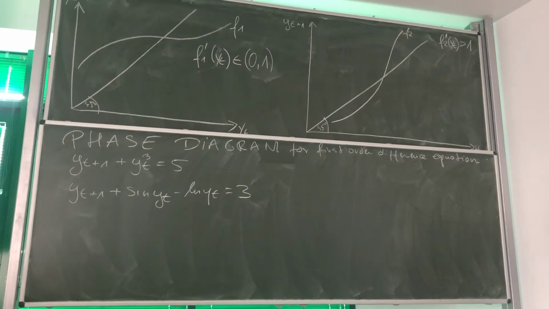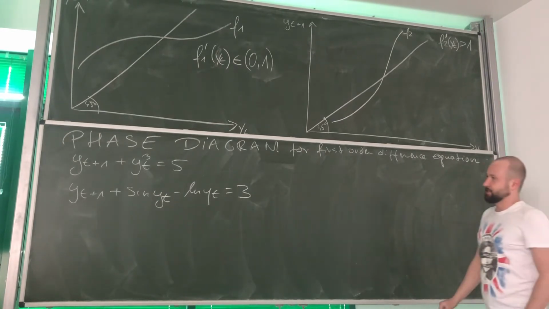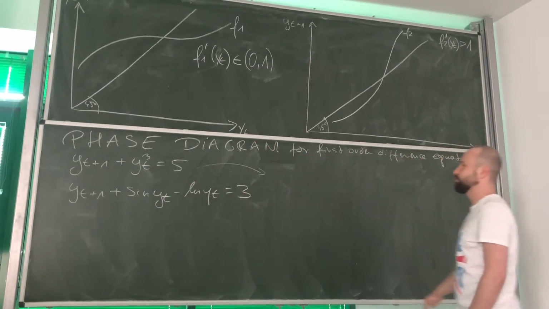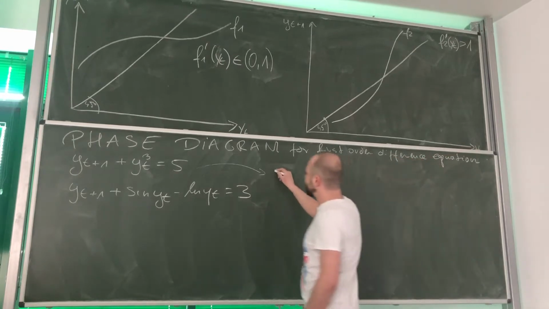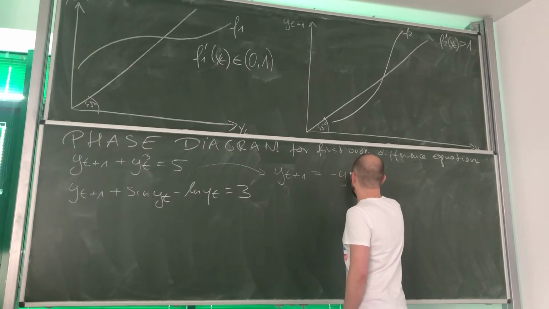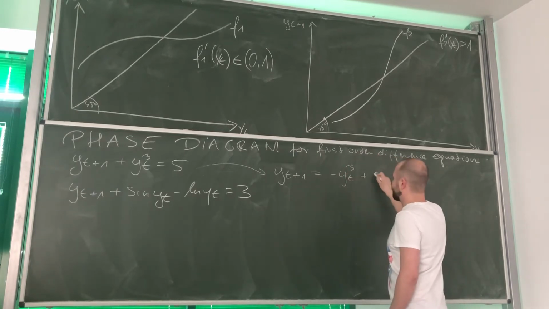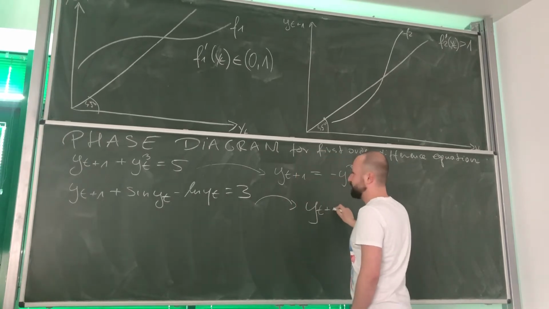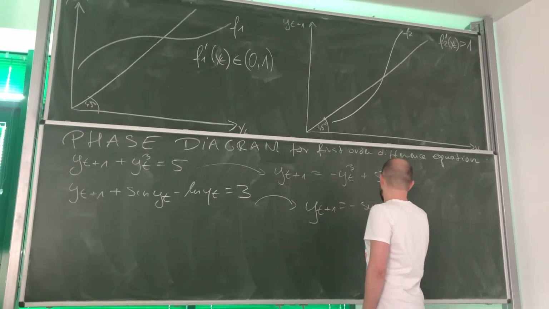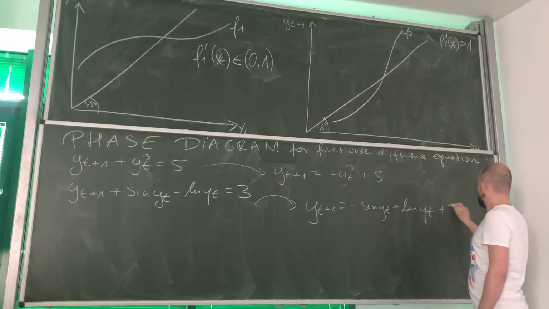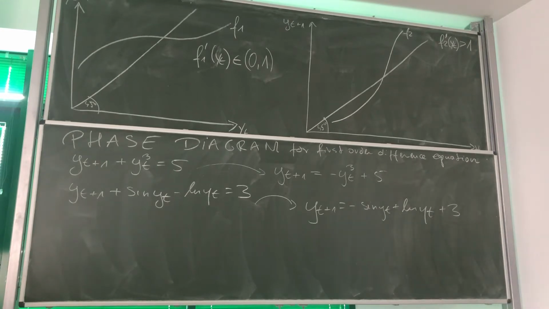Now look, each of these difference equations can be transformed. For example, I can move all the expressions with yt to the right hand side, and look what I'm getting. Yt plus 1 equals negative yt to the power of 3 plus 5. Or here, I'm getting that yt plus 1 is equal to negative sine yt plus ln yt plus 3. Look, I haven't done much.